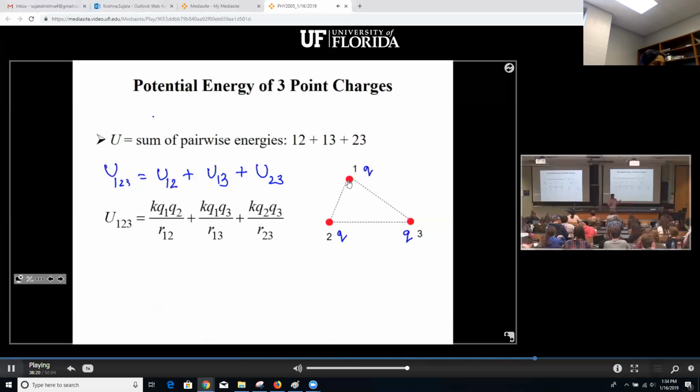U12 is given by k Q1 Q2 divided by the distance between them, which is r12, and so on for each of these: r13, r23. These might be different distances. So we have 3 terms here. That gives me my net total potential energy, U123. Sometimes we call it U123, sometimes we might just call it U3 for 3 charges, sometimes we might just write it as U. So you need to understand that in context.